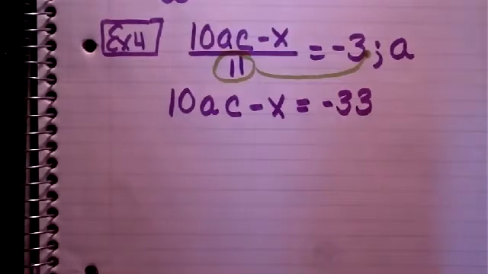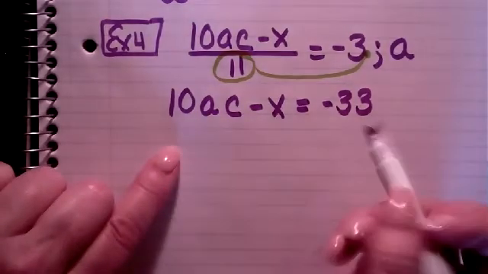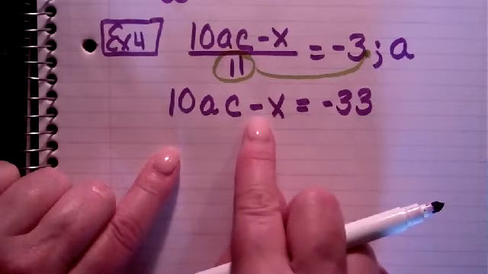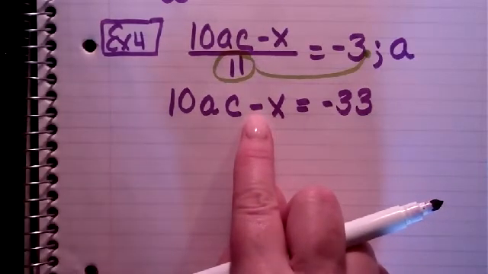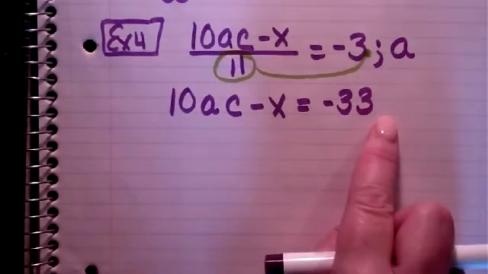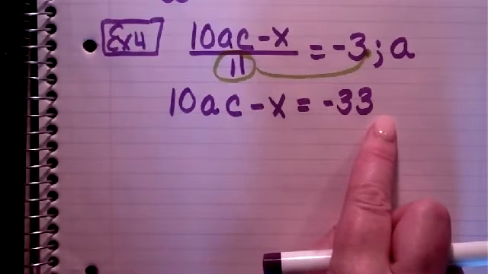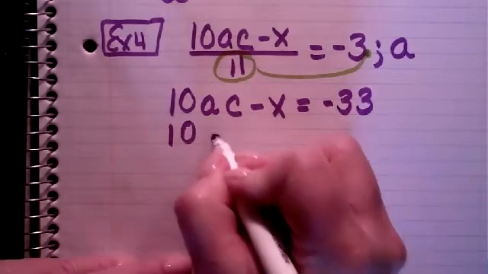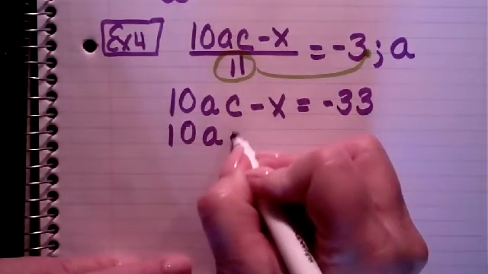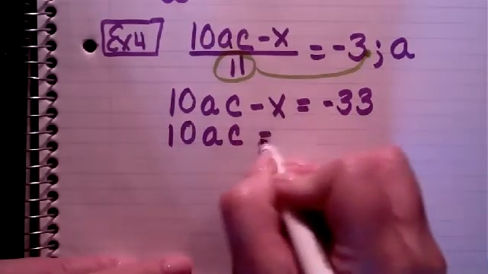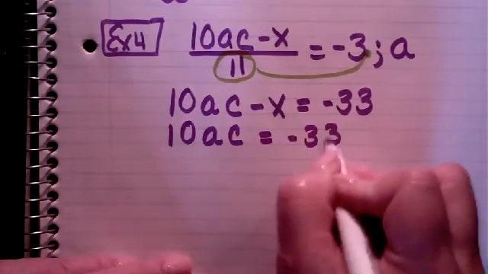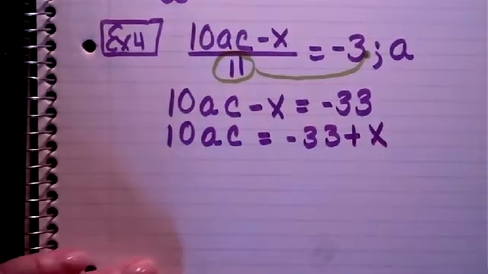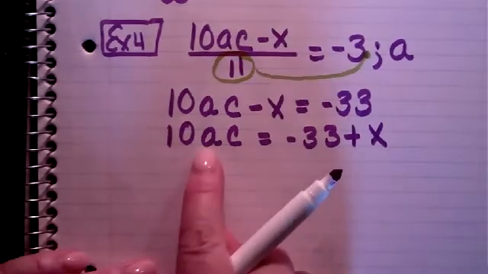-33. Okay. Now, we're still trying to isolate A by itself, so the next thing we got to move is this X. Now, we've already figured out since it's minus X, it's going to go to the other side as a plus X. So my next line, if I don't want to show every little ounce of work, I could just do 10AC equal to -33 plus X.